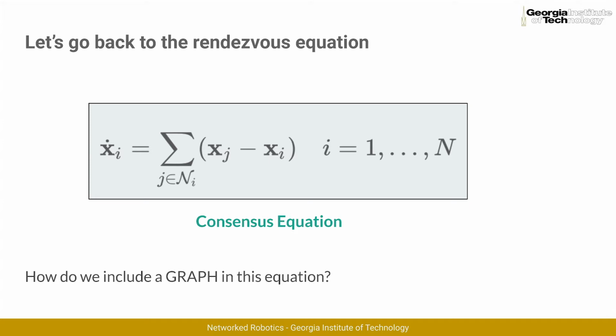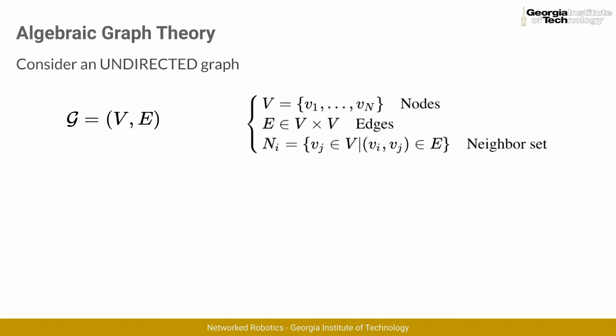This will allow us to make some important connections between what happens between the robots that execute the consensus equation and the underlying graph that exists between them. Let's consider an undirected graph G with n nodes, and let's define some quantities relative to it.